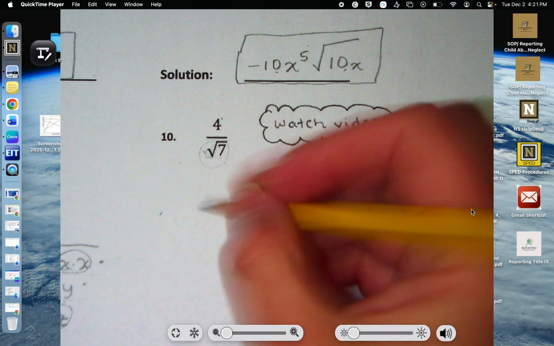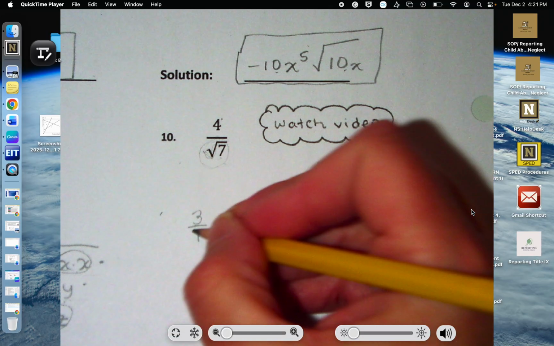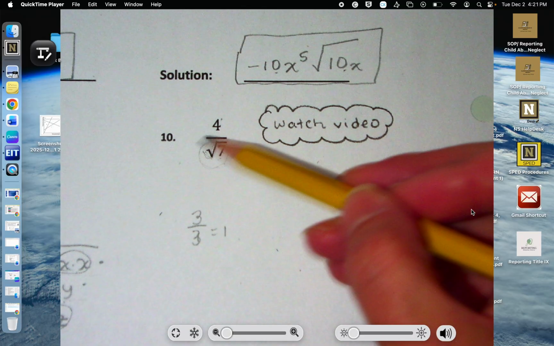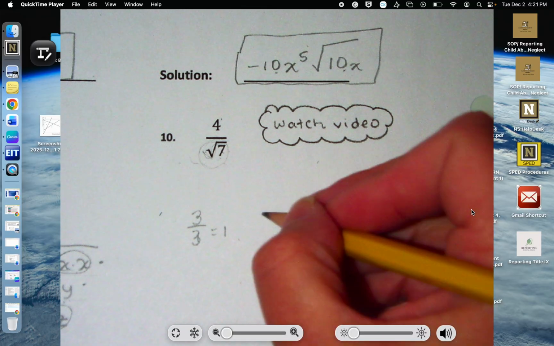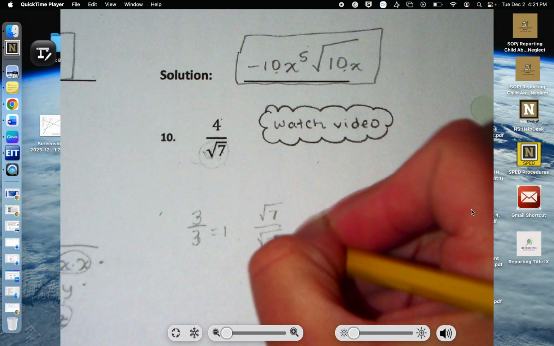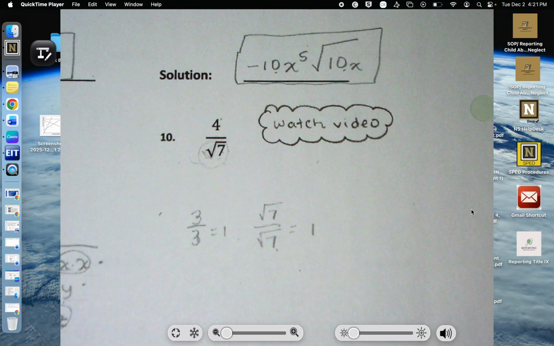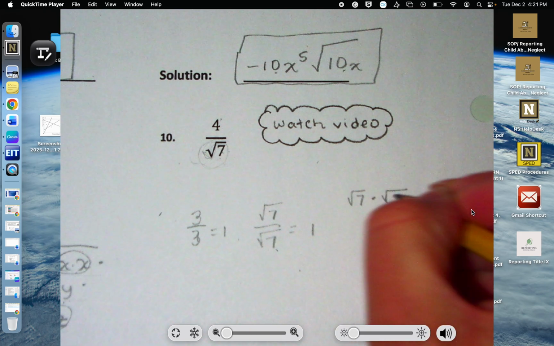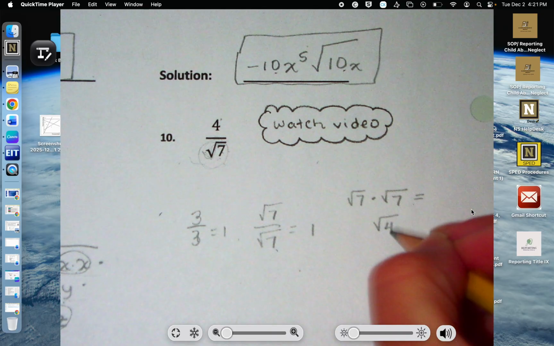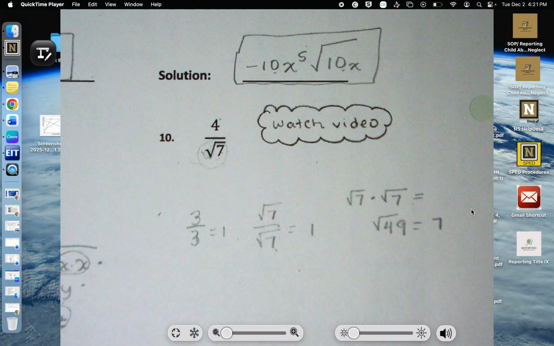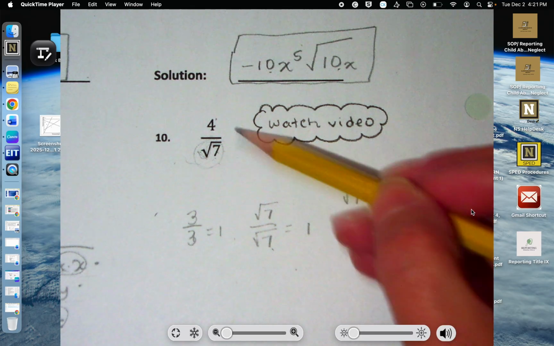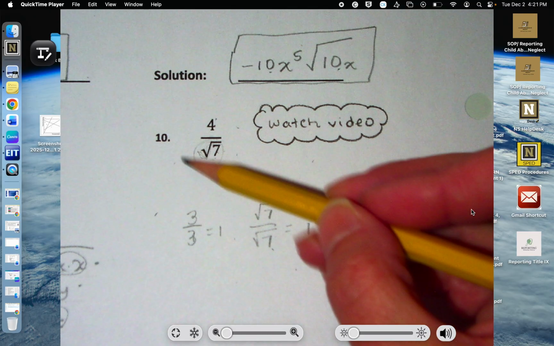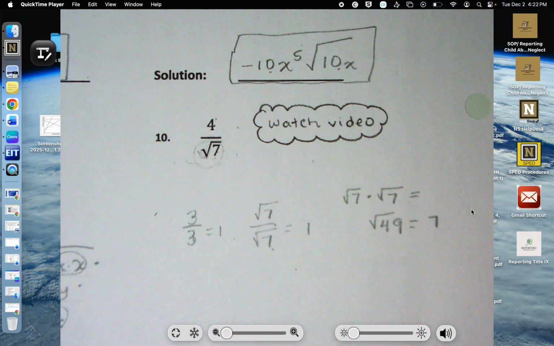So let's pretend I had 3 over 3. We all know that equals 1. So if I want to clear out this right here, I could say, well, square root of 7 over square root of 7 equals 1, right? Also, square root of 7 times the square root of 7 would be like saying square root of 49, which equals 7. So if I multiply both of these by the same number, and I can clear this out and make it a whole value, then I would have rationalized the denominator.